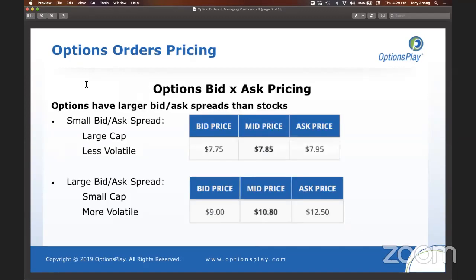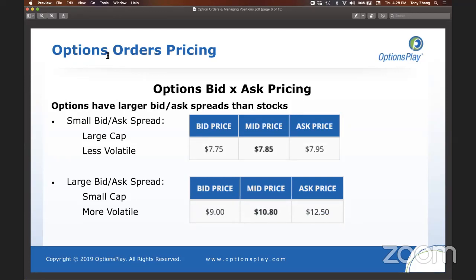So now that we've talked about how to enter that order, let's talk a little bit about pricing, because with options, you're going to notice that unlike a stock price, where the bid and ask price of the stock is usually no more than a penny wide, with options, many times it could be 10 cents, 20 cents, even a few dollars wide, because options typically have much larger bid-ask spreads than stocks.